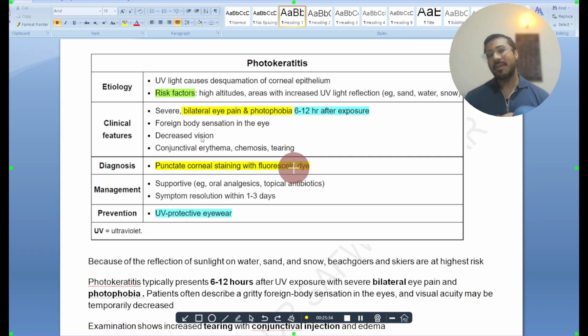Decreased vision, conjunctival erythema, chemosis, tearing.